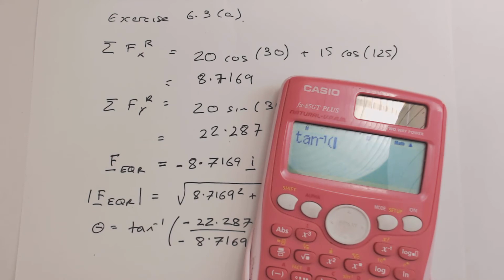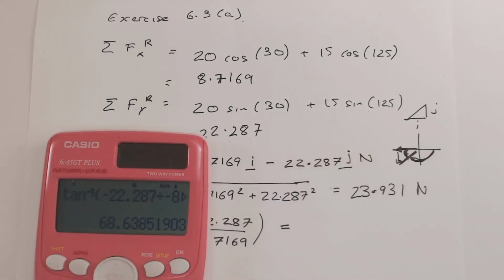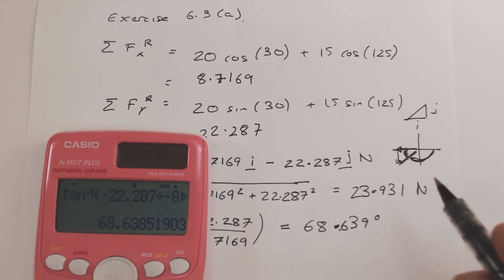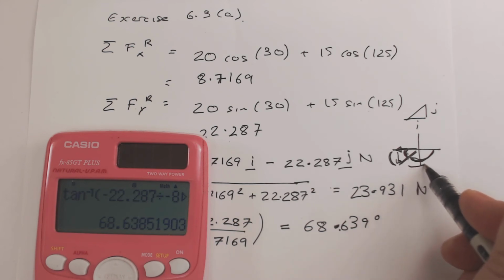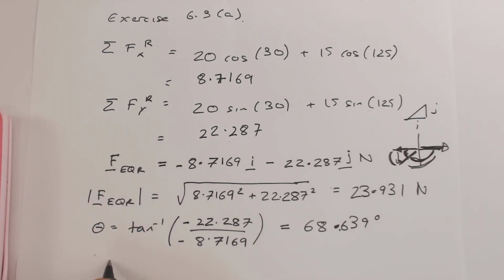So inverse tan, we're going to do minus 22.287 divided by minus 8.7169. Okay, so that gives me an angle of, to 5 sig figs, we haven't finished, 68.639 degrees. Right, as I said, that's going to be that angle there, but we want this negative angle there going from the horizontal. So that's my theta 1 result.